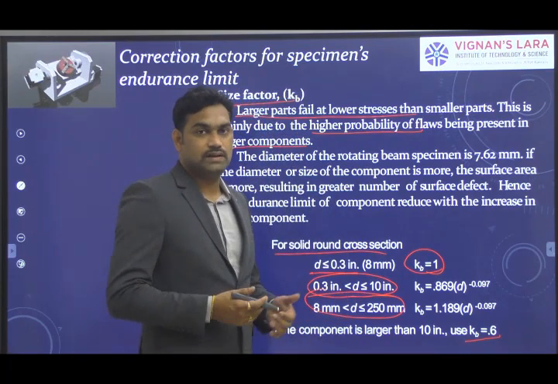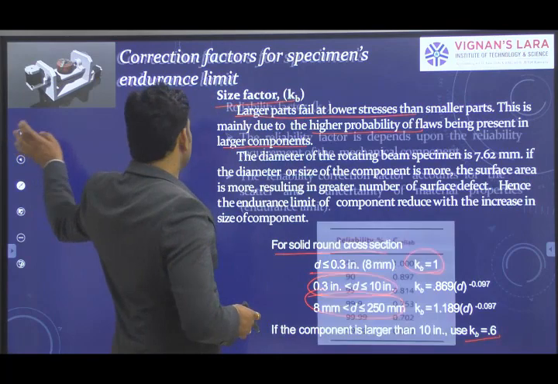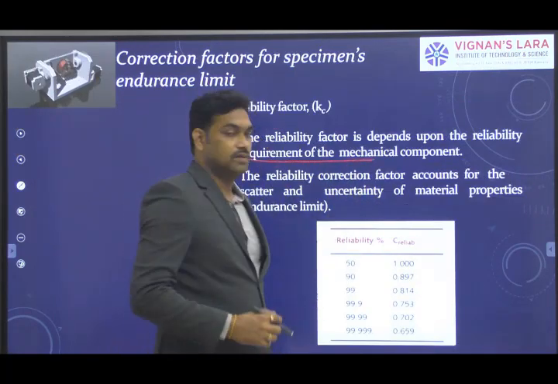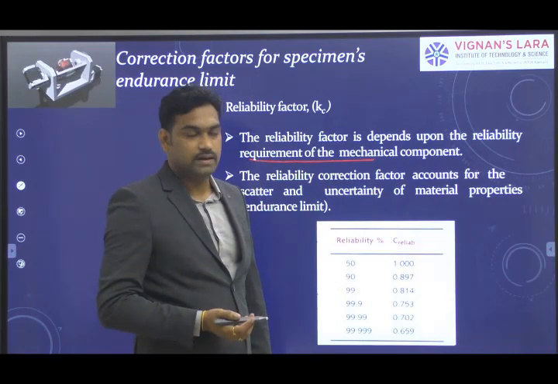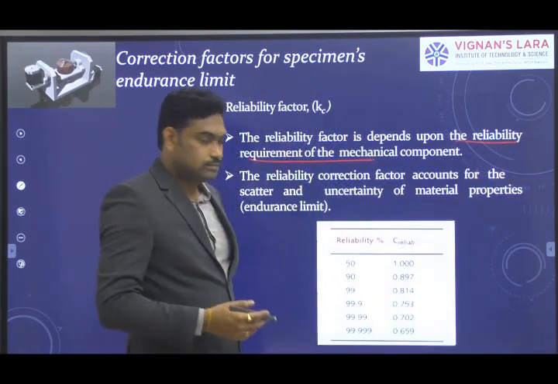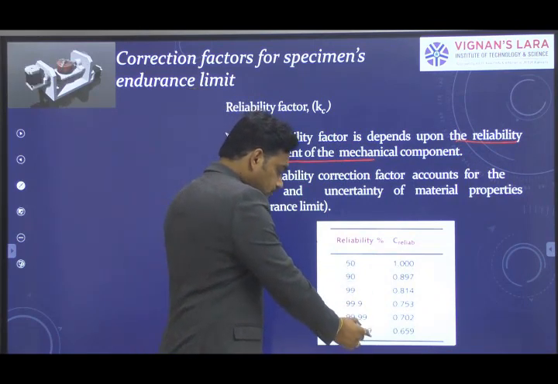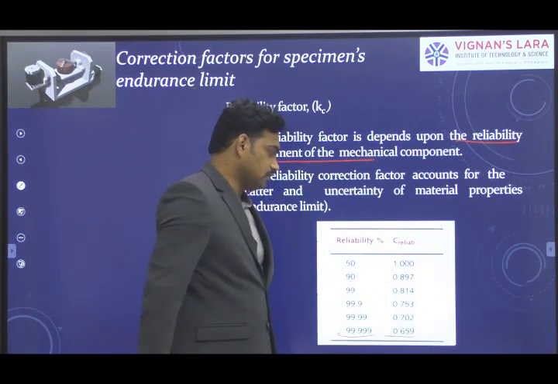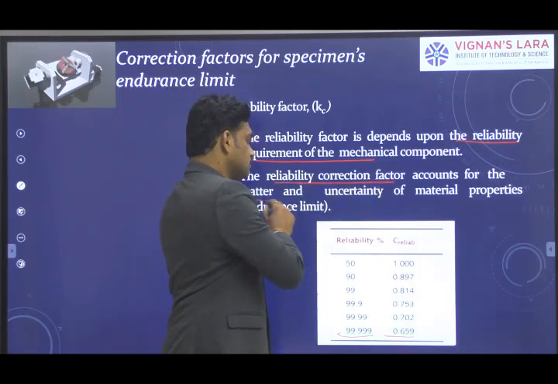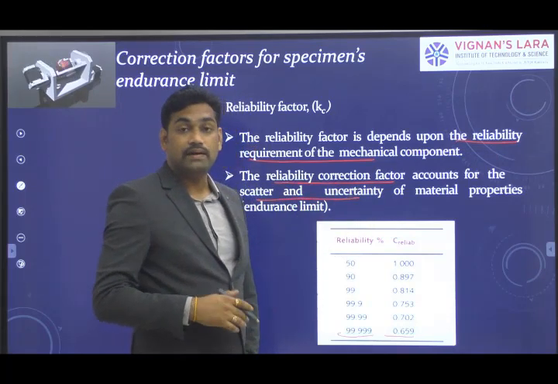And coming to the next one, that is the reliability factor, denoted by Kc. The reliability factor depends upon the reliability requirement of the mechanical component. Whenever the component reliability requirement is greater, the factor is going to be less. That is, the reliability correction factor accounts for scatter and uncertainty of material properties.